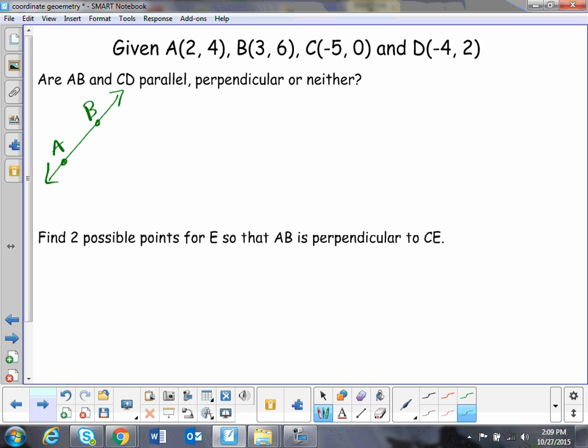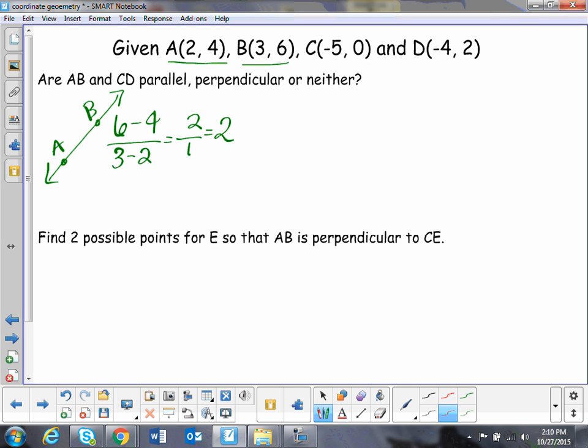So what is y2? Think about these two right here. 6 minus 4 over 3 minus 2. So that's a 2 and that's a 1, which is just 2. All right, so the slope of AB is 2. Depending on what the next slope is, then we'll be able to tell.